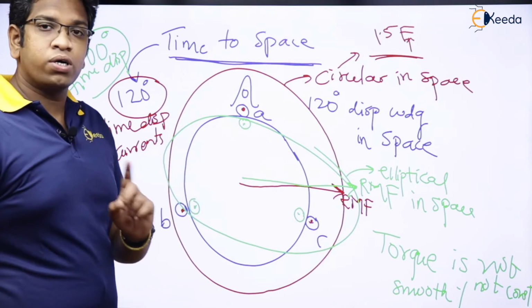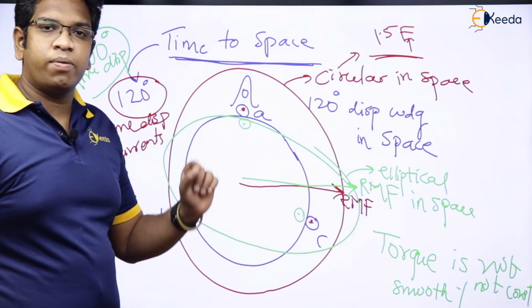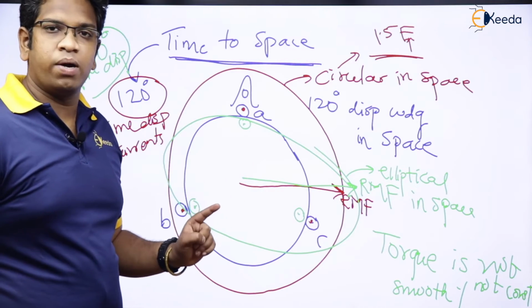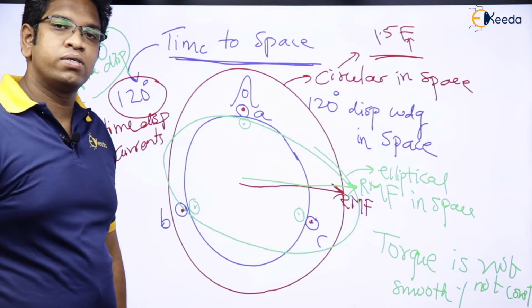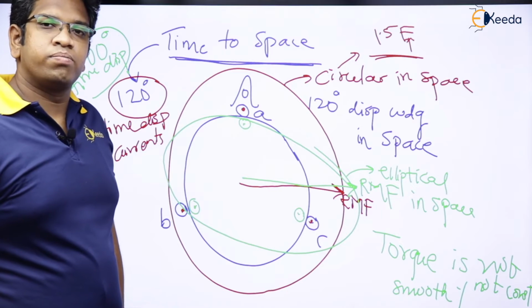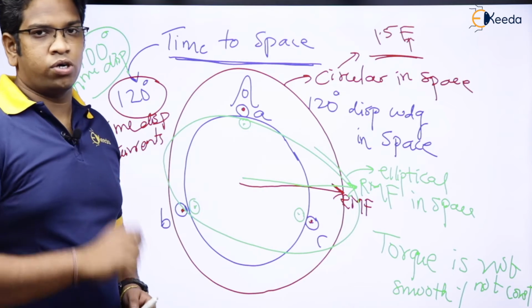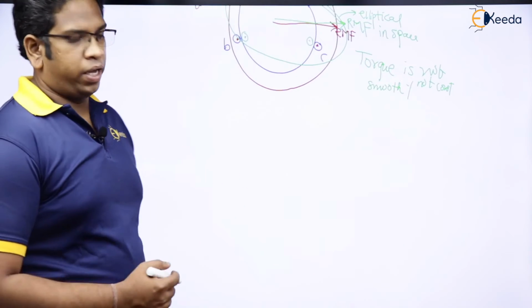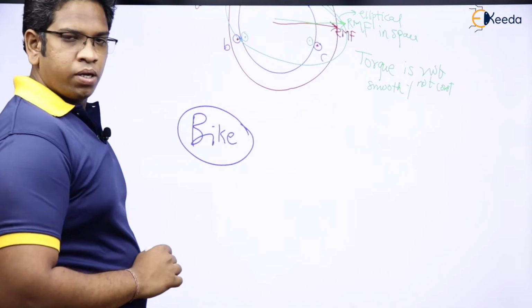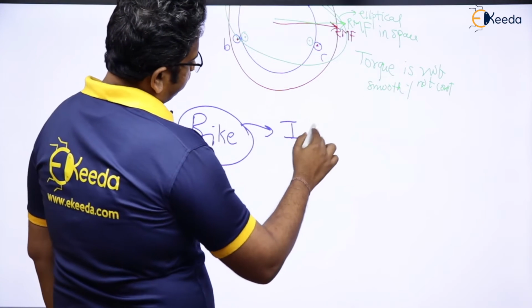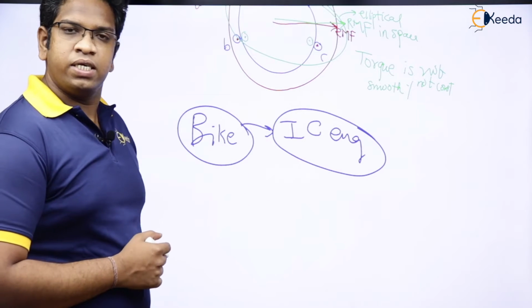Since this flux is not constant in space, this flux is not rotating at a constant magnitude in space, what is going to happen? The torque produced by this particular machine is not constant. So the torque produced is not smooth. Let us see what happens when the torque produced is not smooth. Let me think of a bike. There we have something called an IC engine.